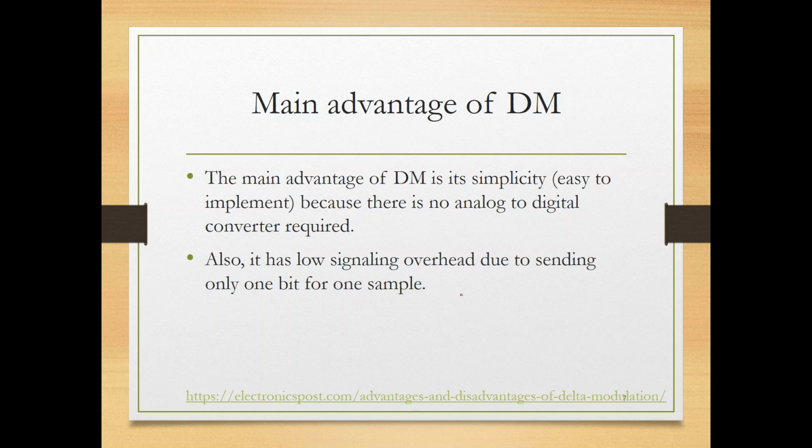So this is basically what delta modulation is, and as you can see, it's very simple, straightforward, not so complex, and you can generate a smaller amount of data to transmit your analog signal. So its main feature is simplicity. Also, it has low overhead signaling, where you only send 1 bit per sample. You don't need to send many bits per sample like in the case of pulse code modulation.